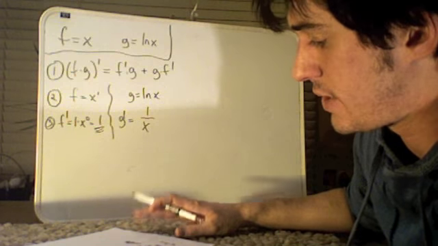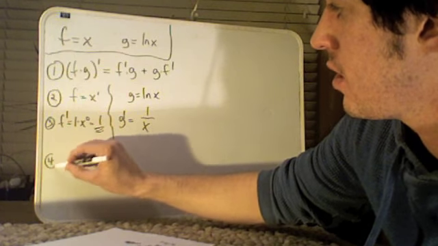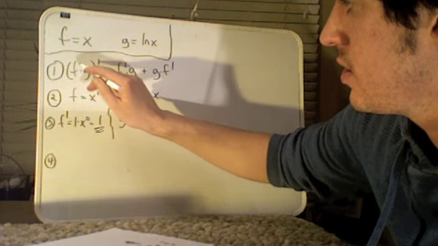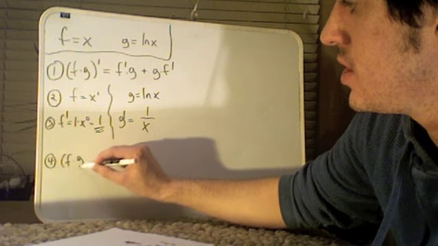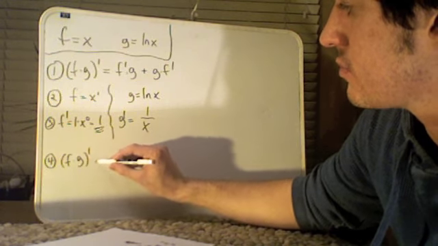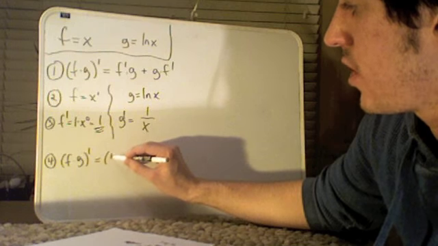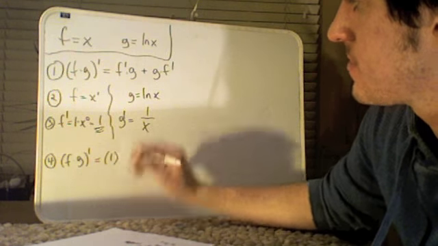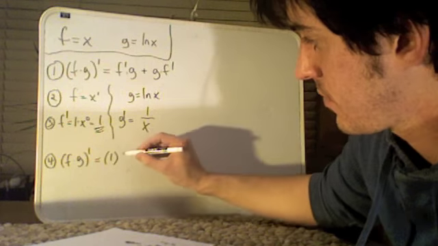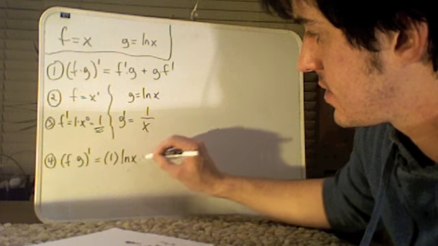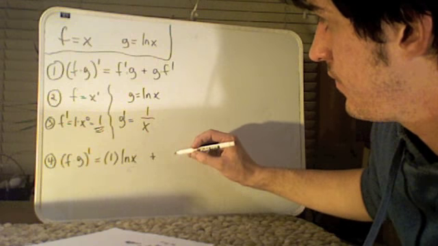Okay. Step 4, plug everything in. So we plug these 2 and 3 into 1. And (fg)' is equal to f' g plus f g'. F prime was what? It was 1. Let's just write a 1 for thoroughness times g. G was ln x. ln x plus g, again, oops.